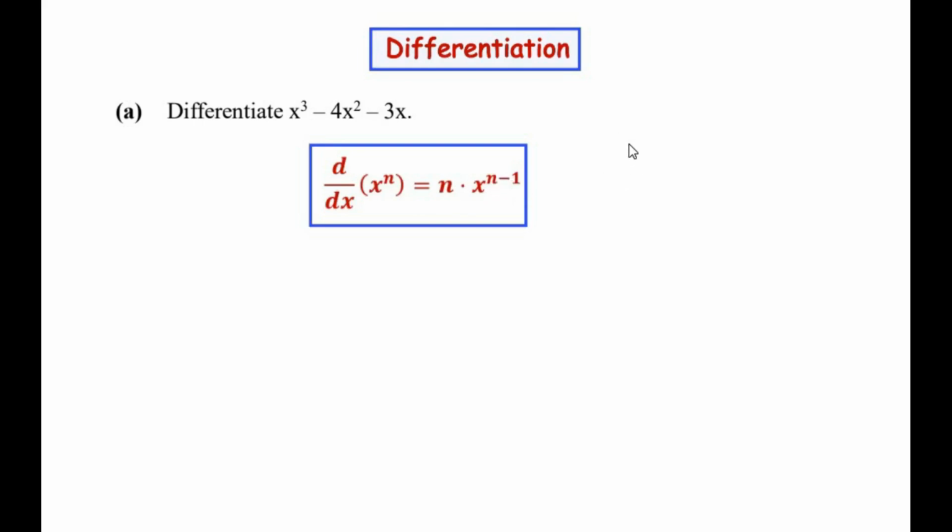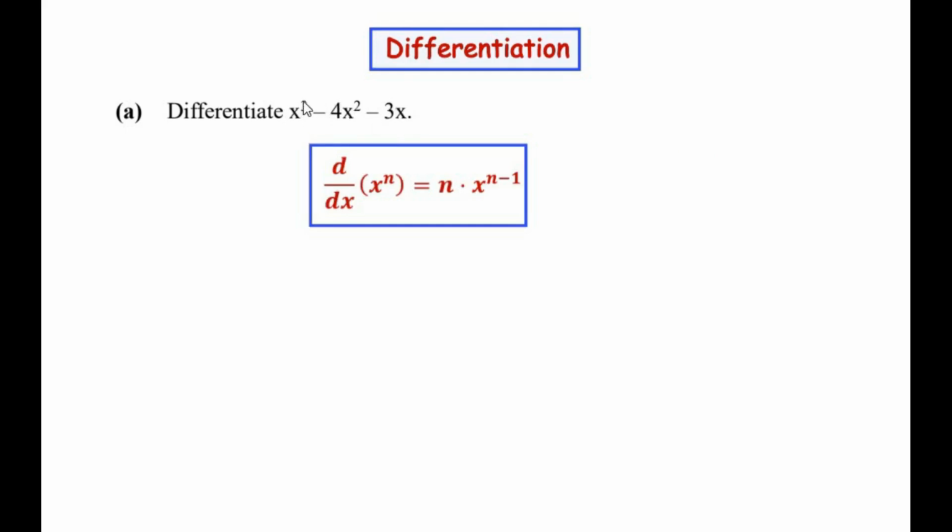So for example, if we have been given x to the power of 4 and they ask us to differentiate this term, so we are going to first bring down the power. So we write 4 and x to the power of 4 minus 1, which is 3. So using this formula, let us try to differentiate the given expression. So here starting with the first one, x to the power of 3. So when differentiating, we are going to differentiate each term one by one.